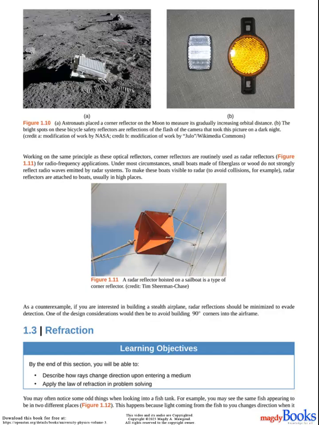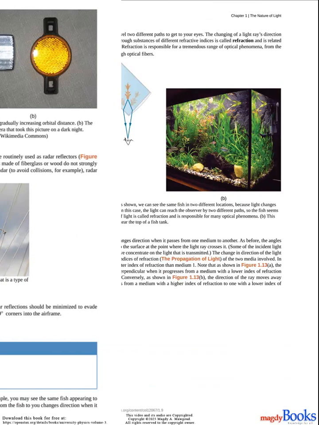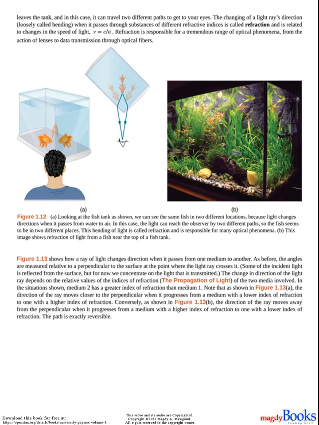You may often notice some odd things when looking into a fish tank. For example, you may see the same fish appearing to be in two different places, Figure 1.12. This happens because light coming from the fish to you changes direction when it leaves the tank, and in this case, it can travel two different paths to get to your eyes.